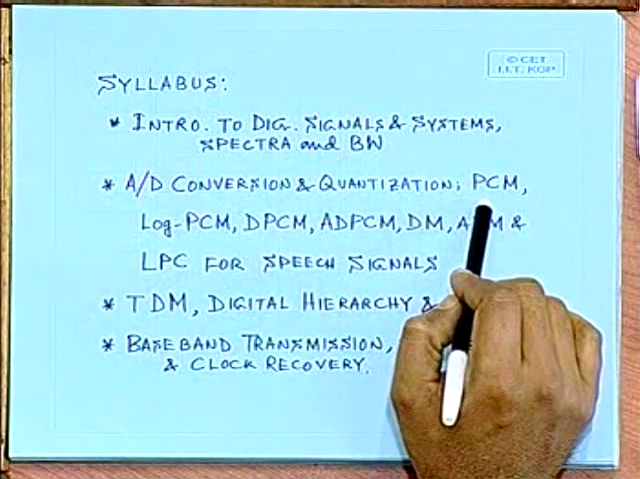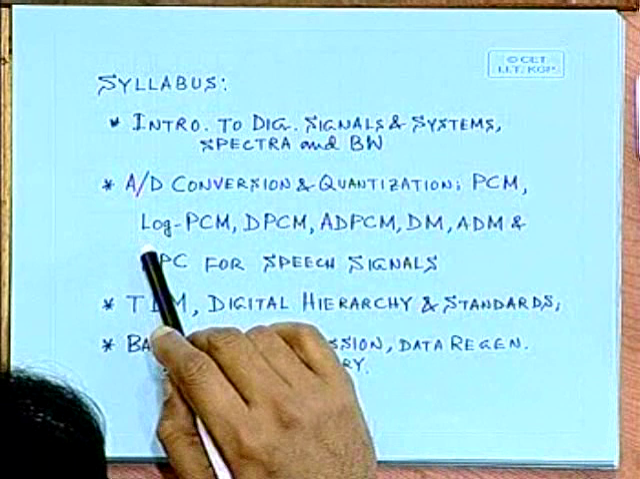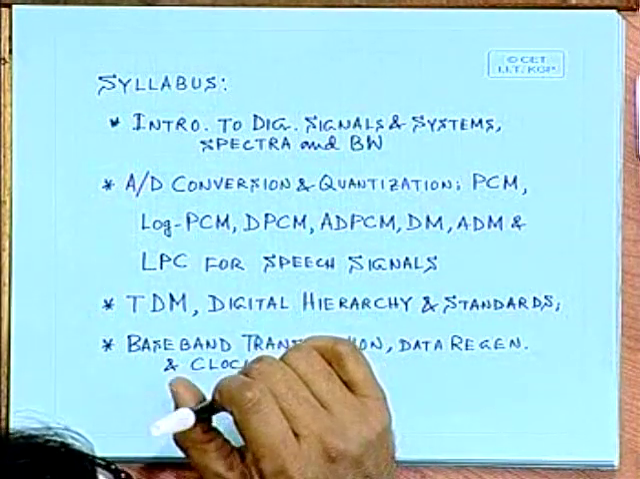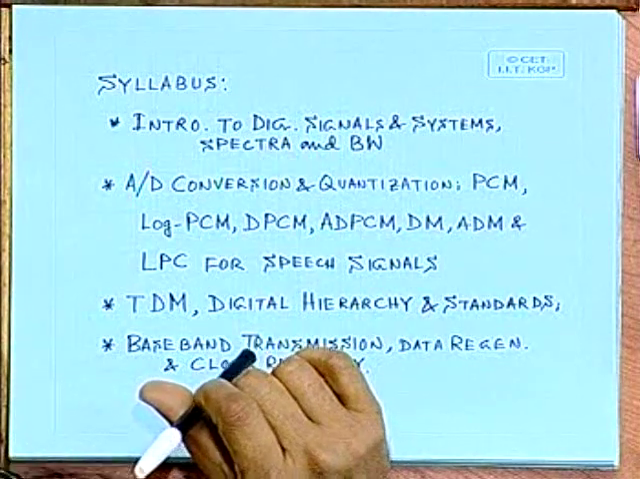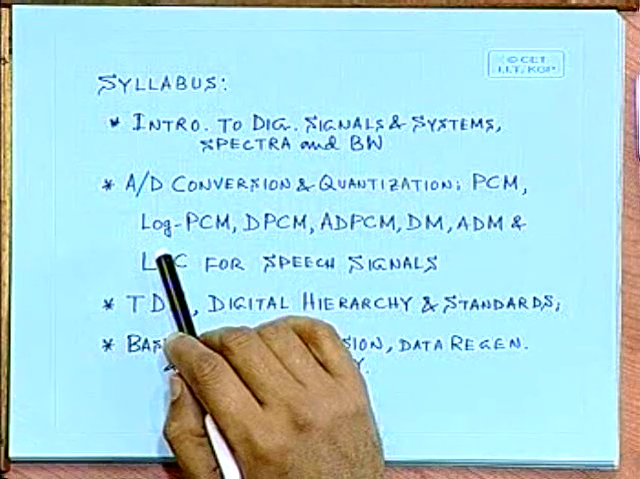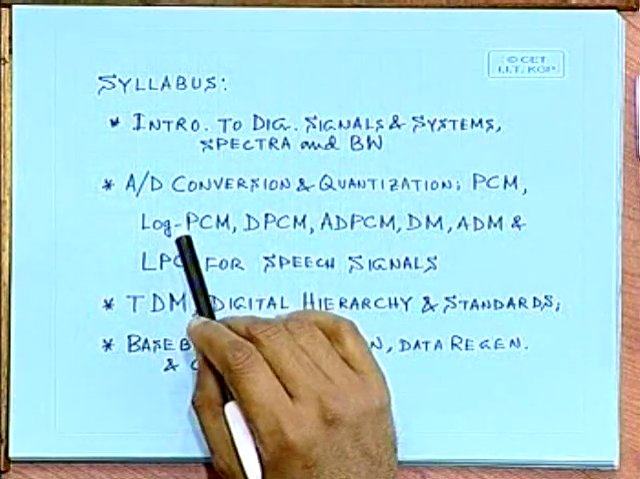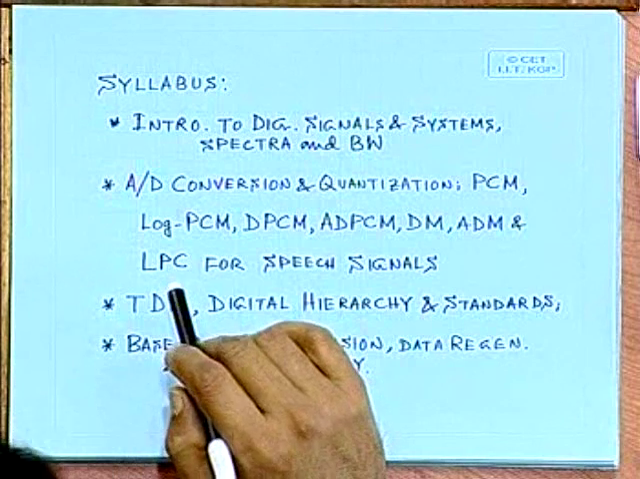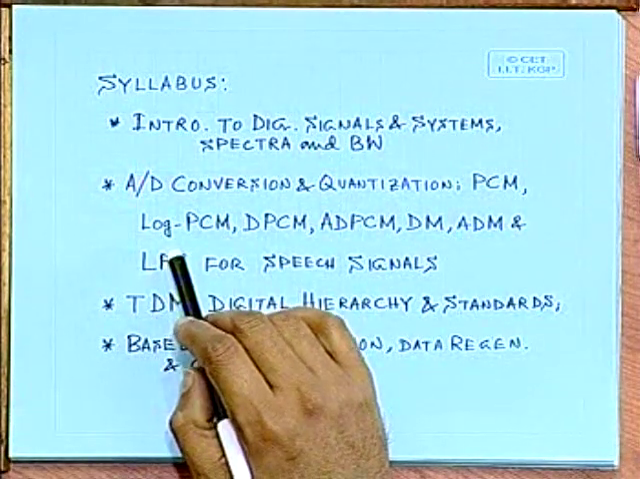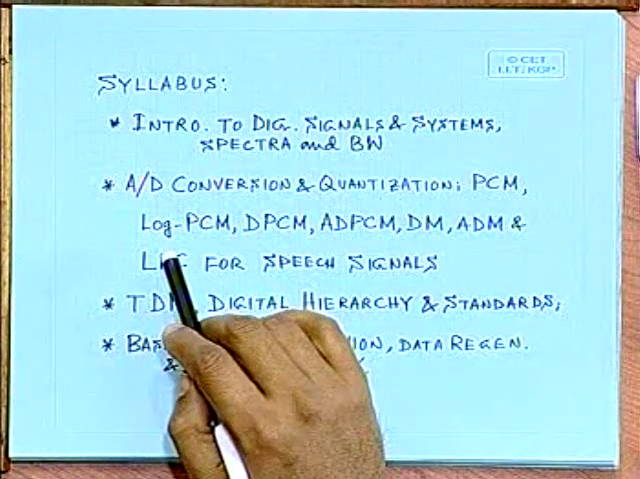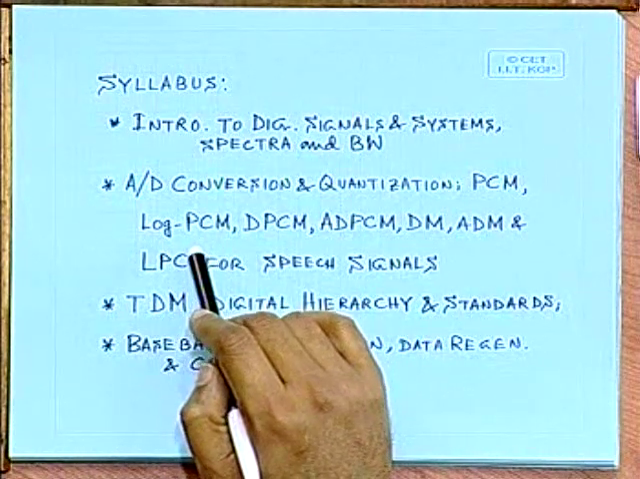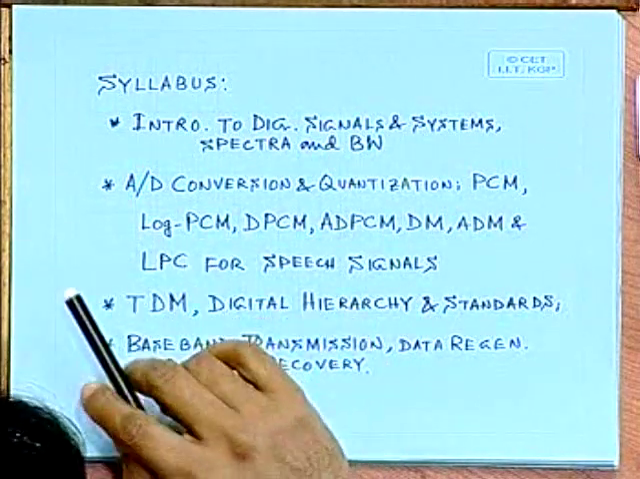A variation of pulse code modulation is known as log PCM, or logarithmic pulse code modulation. There is a need, as we will appreciate later, to go for some operation called compression and expansion in a non-linear manner, and there a logarithmic compression and expansion makes practical sense. So log PCM is one such variety of PCM. We should discuss this.